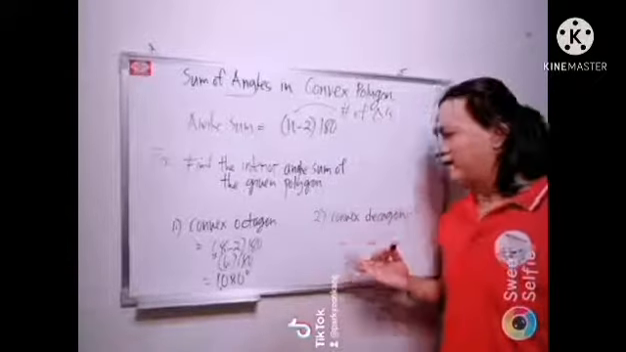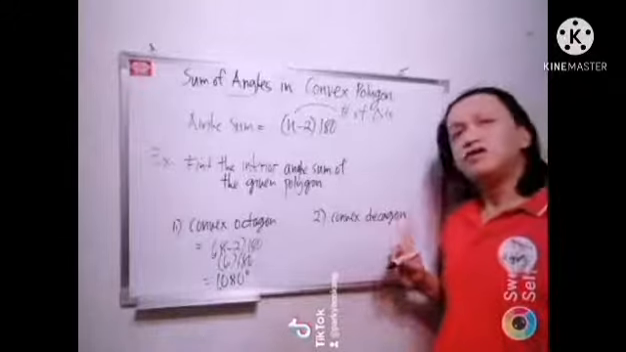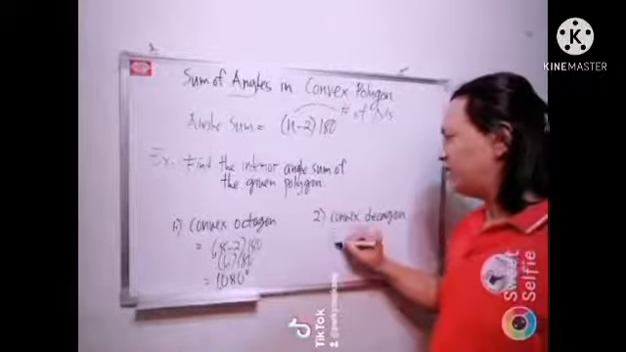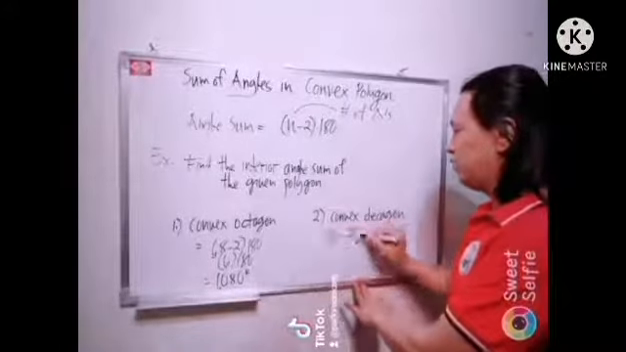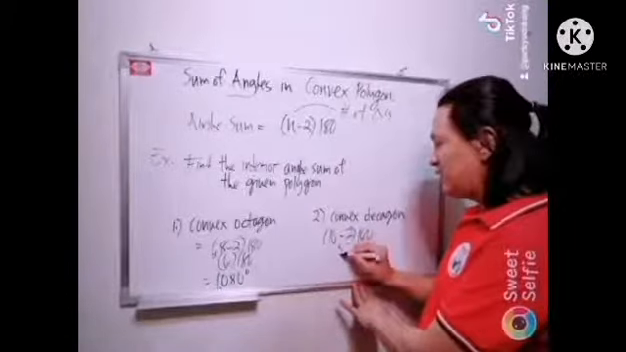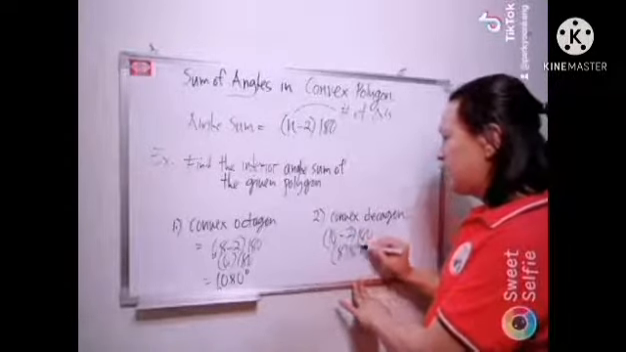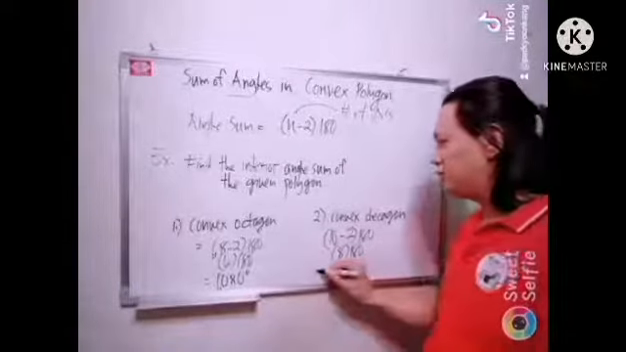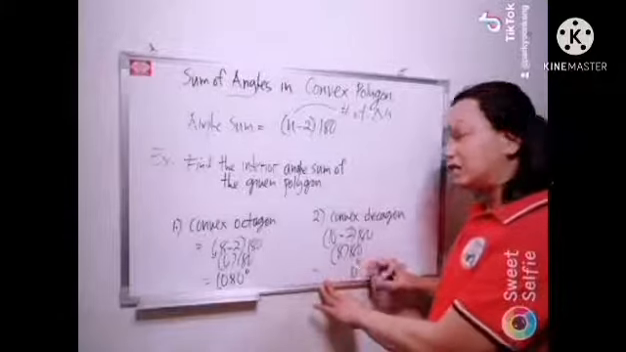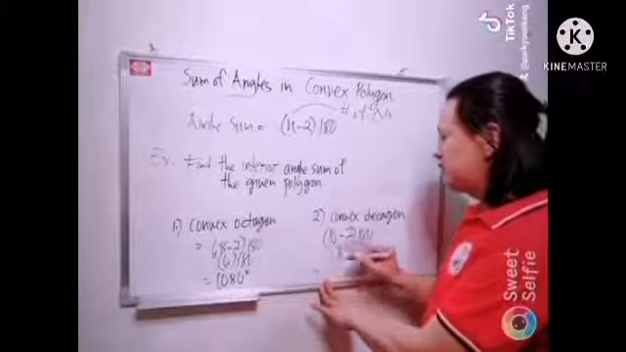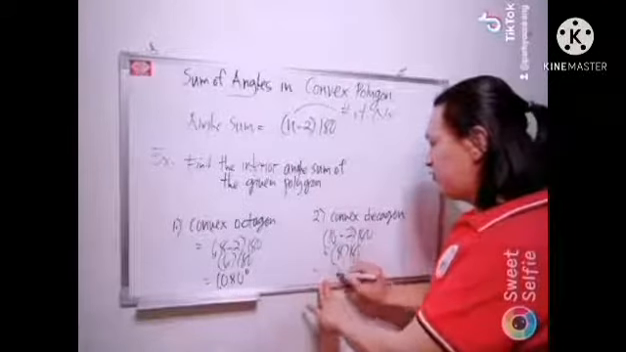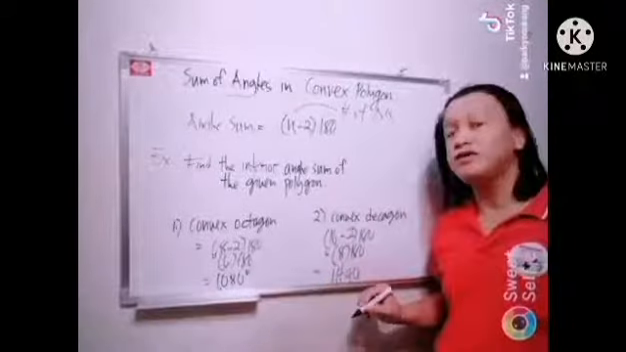How about the convex decagon? We determine first the number of sides. There are 10, so we have 10 minus 2 multiplied by 180. The difference is 8, so 8 times 180. What is 8 times 180? We multiply that. 8 times 0 is 0. 8 times 8 is 64, carry 6. 8 times 1 is 8, plus 6 is 14. So there are 1,440 degrees.